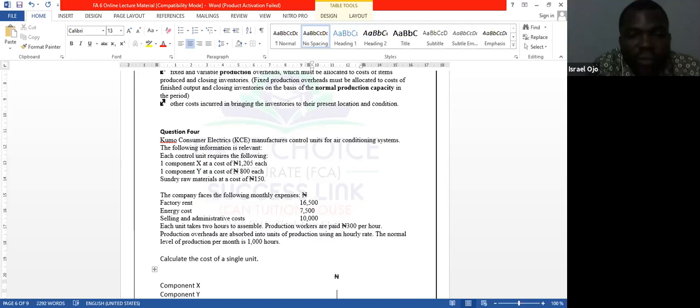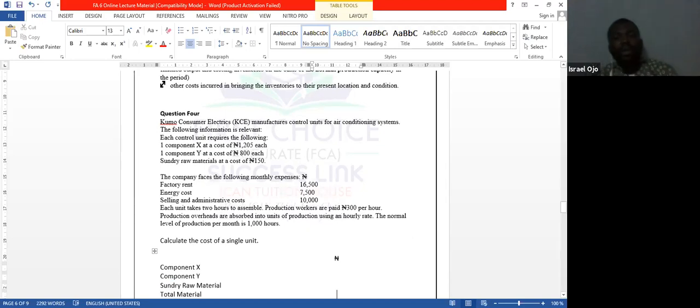The company faces the following monthly expenses: factory rent 500, energy cost 7,500, and selling and administrative cost. Each unit takes 2 hours to assemble. Production workers are paid 300 naira per hour. Production hours are absorbed into units of production using an hourly rate. Okay, so they use an hourly rate.